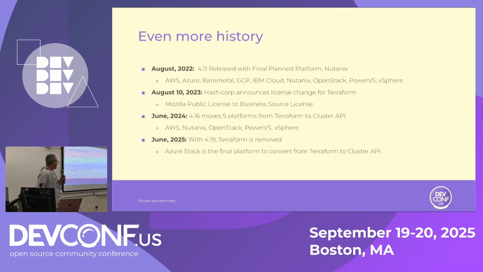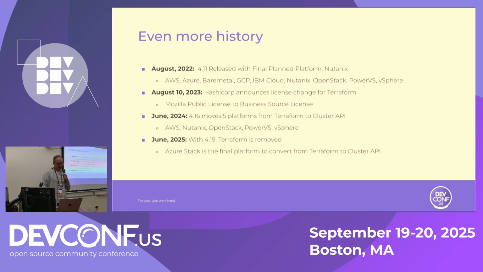On August 10th, 2023, HashiCorp announced a license change for Terraform. They switched from using the Mozilla Public License to the Business Source License, at which point we started looking at alternatives, as Red Hat found that license to be unacceptable for the product. The solution that we landed on, I'll talk about this more later, is Cluster API.